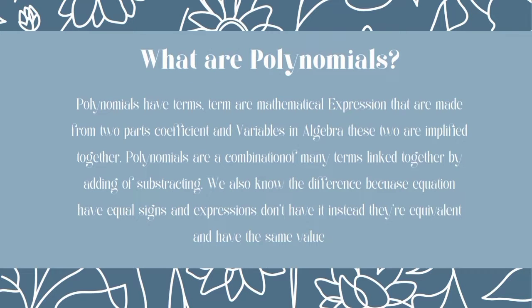What are polynomials? Polynomials have terms. Terms are mathematical expressions made from two parts, coefficients and variables. In algebra, these two are multiplied together. Polynomials are a combination of many terms linked together by adding and subtracting. We also know the difference because equations have equal signs and expressions don't. Instead, they are equivalent and have the same value.